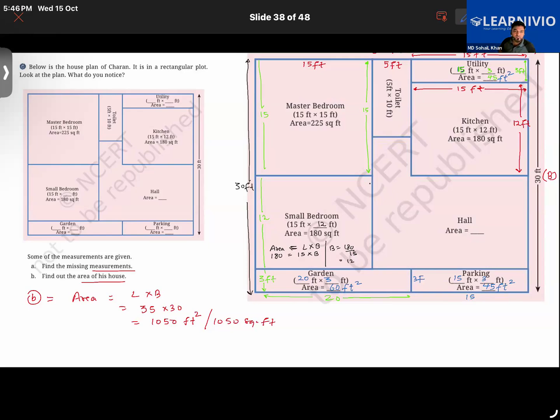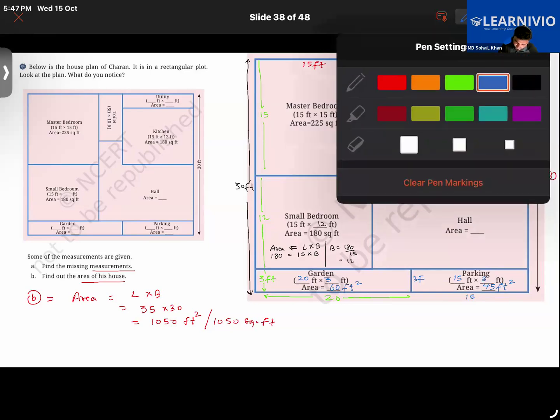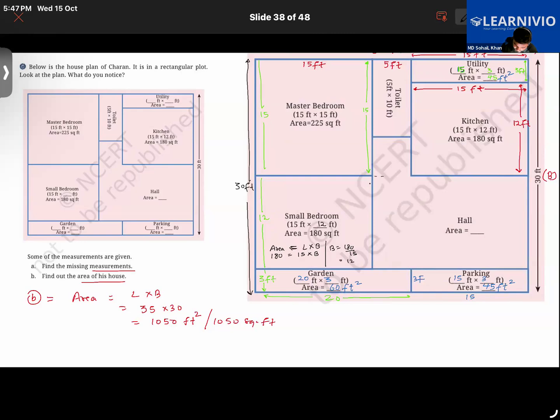The breadth of the hall is 50, we can take feet. But in order to do that, you will have to divide this. You will have to do a small construction here. We have drawn some dotted lines, let's say. Now for the hall, the length is going to be 20 feet, and the breadth is going to be 15 feet.